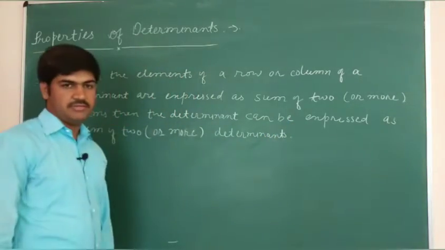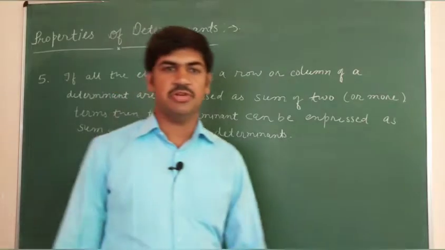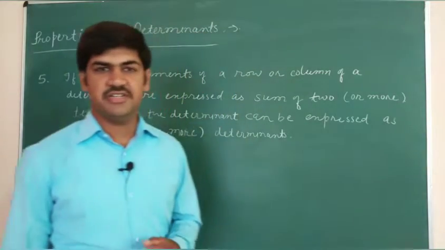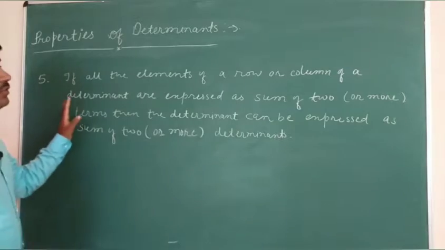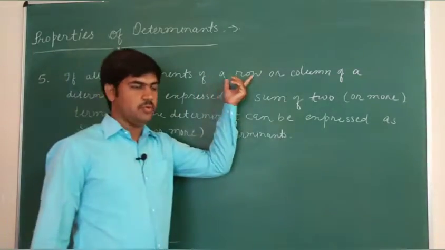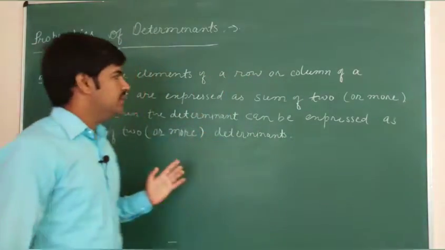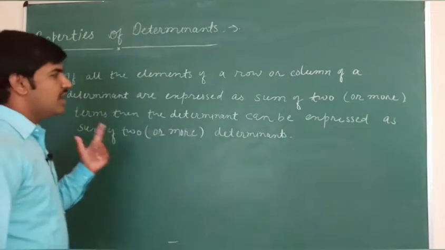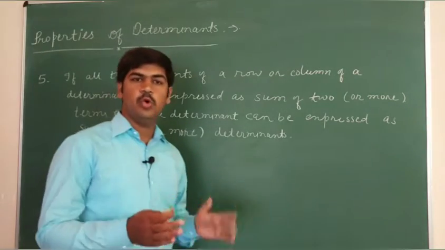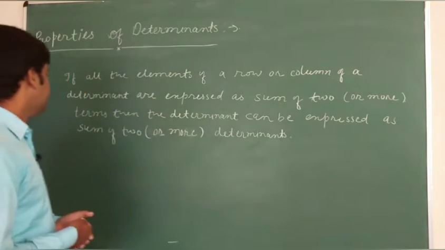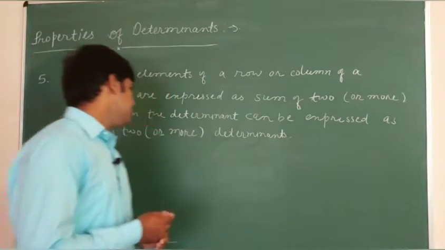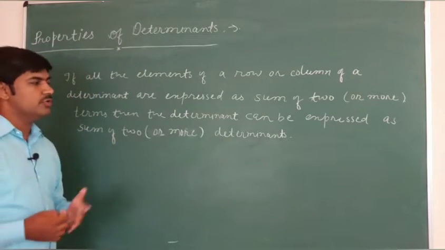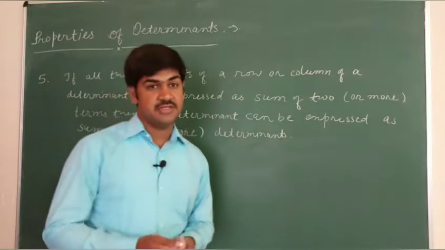This is the statement of the 5th property of the determinant, students. You need to understand the statement carefully. What is the statement? If all the elements of any row or maybe of column of a determinant are expressed as sum of 2 or more than 2 terms, then the determinant can also be expressed as sum of 2 or more than 2 determinants here.